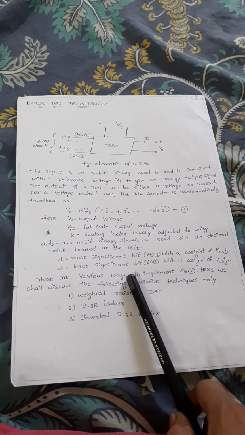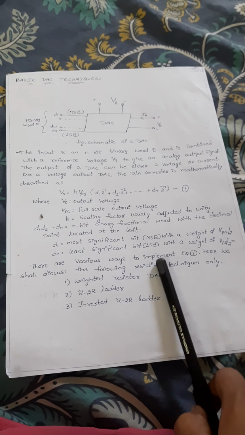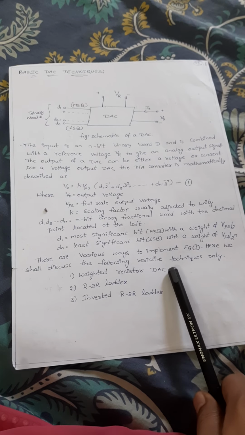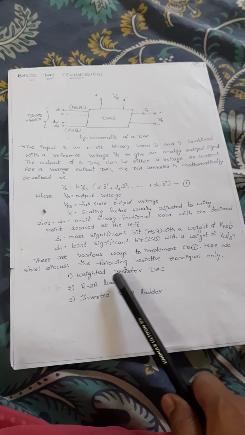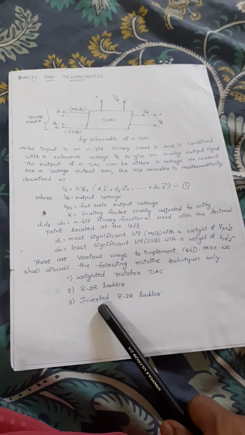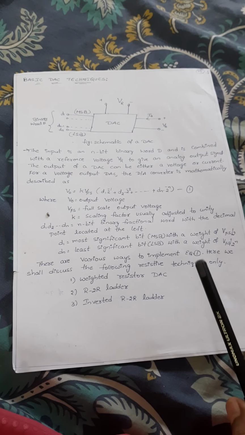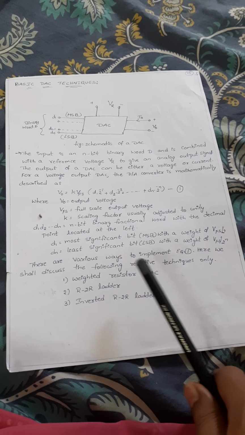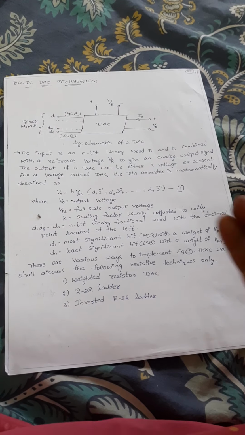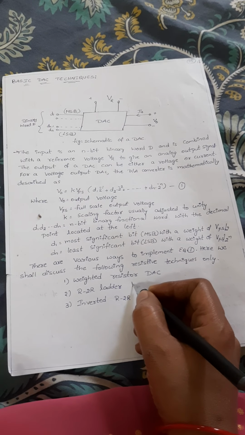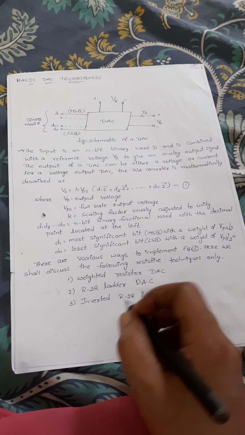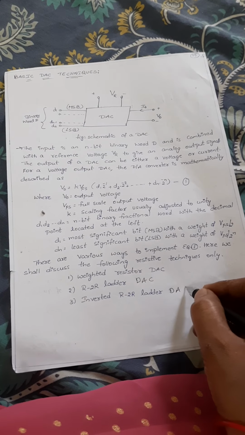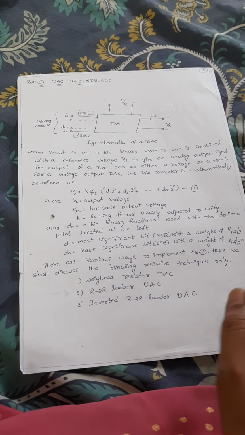So in our subject we are going to discuss 3 ways to implement these DACs. First is the weighted resistor DAC, then the R-2R ladder DAC, and the inverted R-2R ladder DAC. When you are studying, study like this, weighted resistor DAC or R-2R ladder DAC, then only you can remember the digital to analog technique and the analog to digital technique. So these are the 3 techniques.